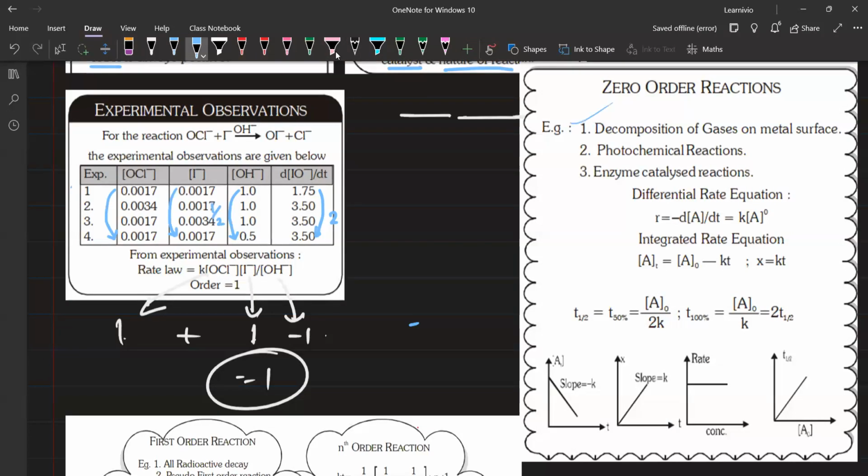So decomposition of gases on metal surface, photochemical reactions, and enzyme catalyst reactions, all of these reactions are zero order. For example, decomposition of gas on metal surface depends on the metal surface, and photochemical reaction depends on the amount of light you are providing. Enzyme catalyst depends on the enzyme that we are having. So all of these reactions do not really depend on the reactant, they depend on the environment they are in, the conditions you have put the reaction in. Please write this down.